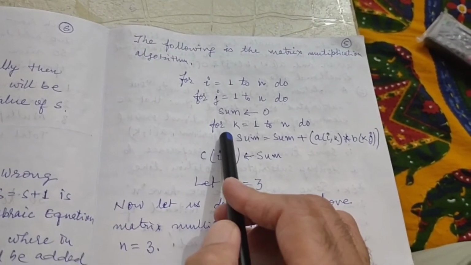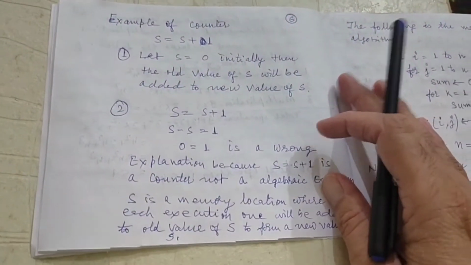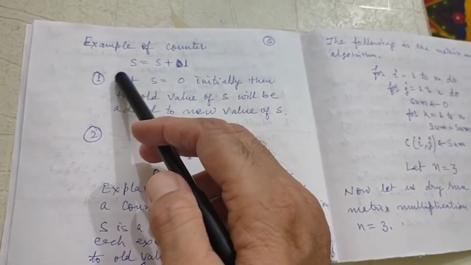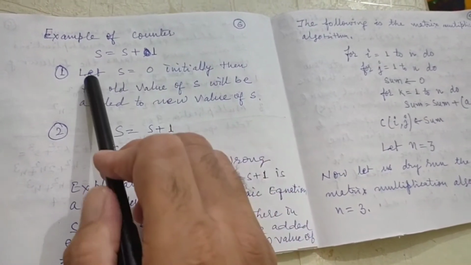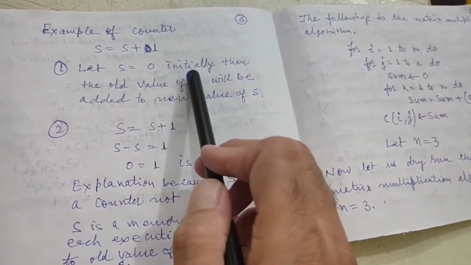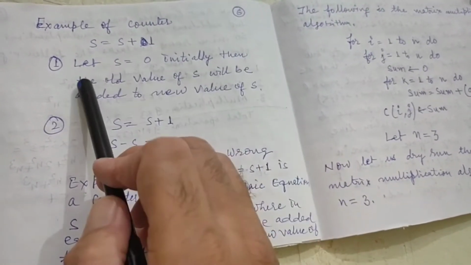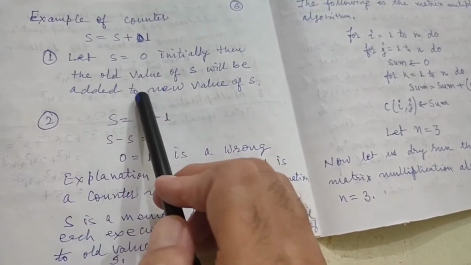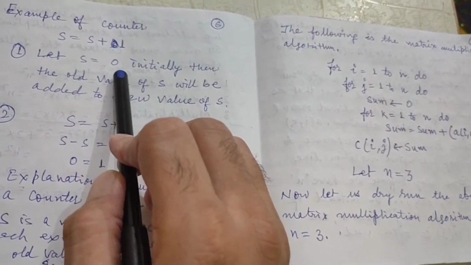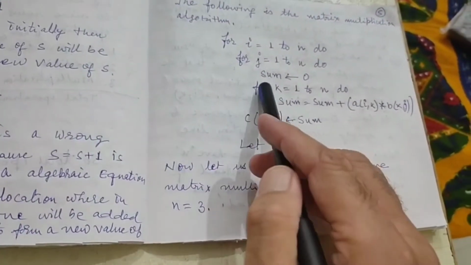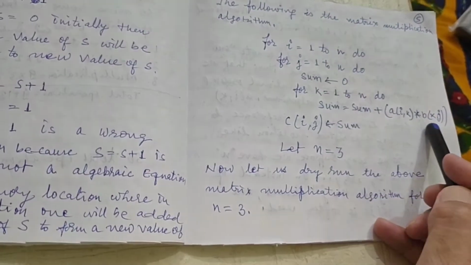This is a counter. Now let us take some explanation of this counter. Example of counter. Let us take an example. s is equal to s plus 1. Let s is equal to 0. This is the initial value, s is equal to 0. Initially, then the old value of s will be added to the new value of s. s is equal to 0 is the initialization of the counter, same as sum is equal to 0 is the initialization of this counter.